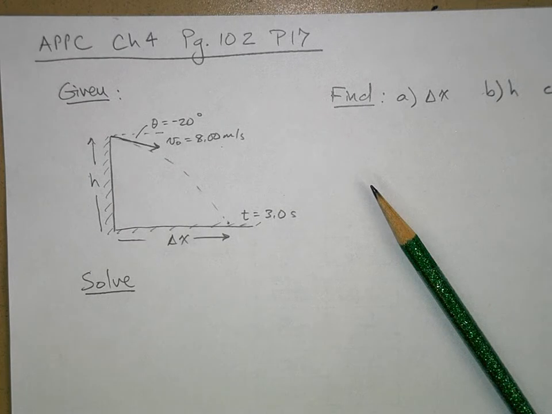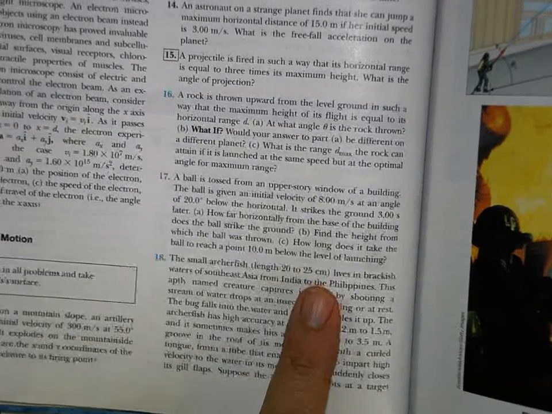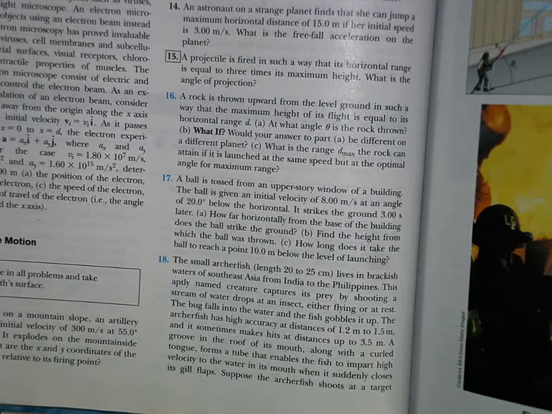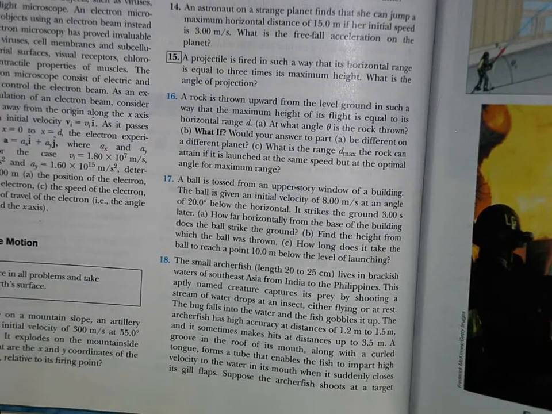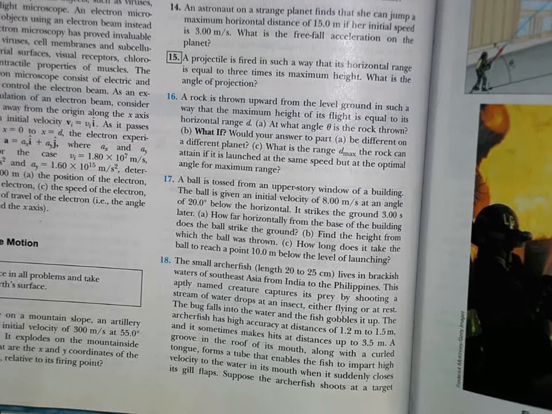Let's do problem number 17 on page 102. And here it is in the book. All right. It says, a ball is tossed from an upper story window of a building. The ball is given an initial velocity of 8 meters per second at an angle of 20 degrees below the horizontal. It strikes the ground 3 seconds later.